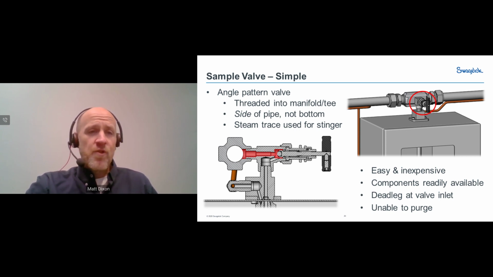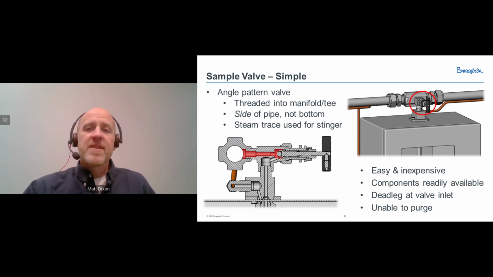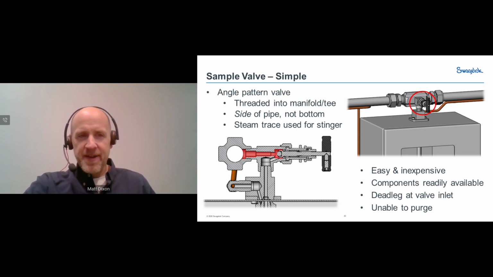Another drawback, of course, is that we can't actually purge this particular arrangement. So all of this, it's inside the valve. It's pretty difficult to get that viscous sample out of there. Now, you could potentially heat this valve, and that would help to keep that viscous liquid flowing. But even so, you're going to have some residue that's going to remain in the bonnet of that valve. And how do you get it out of there?